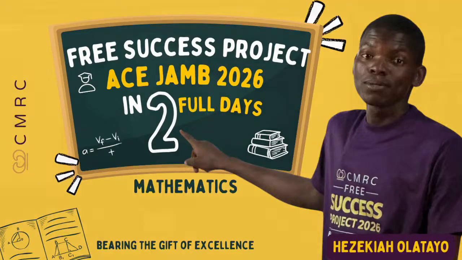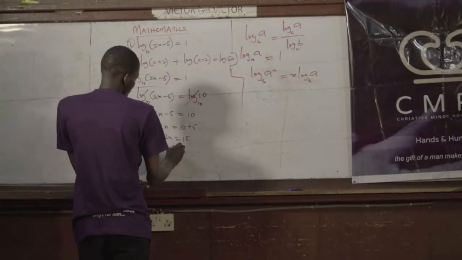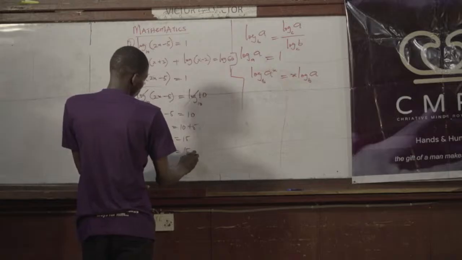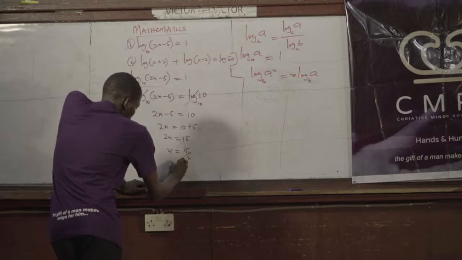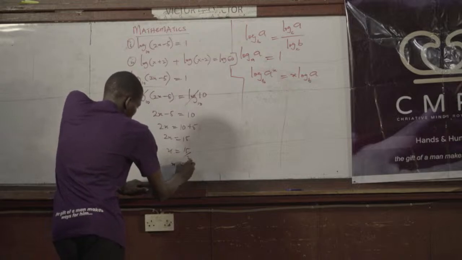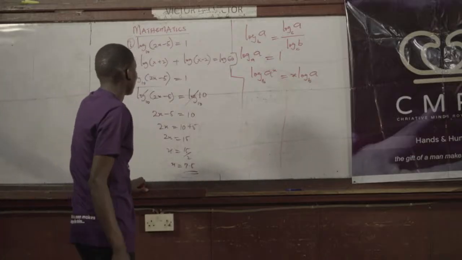We have 2x is equal to 15. It means that x is equal to 15 over 2. So if I have 15 over 2, we can say x is simply 7.5. So we can have our answer that way.